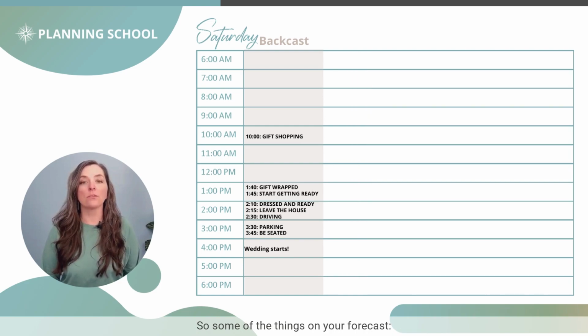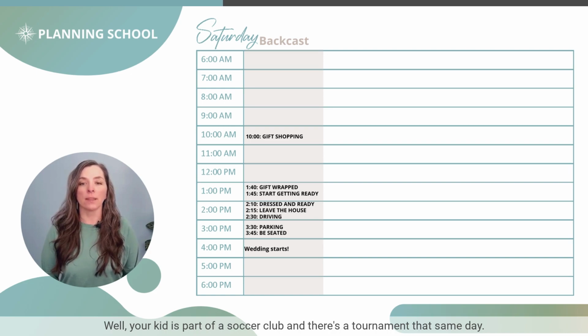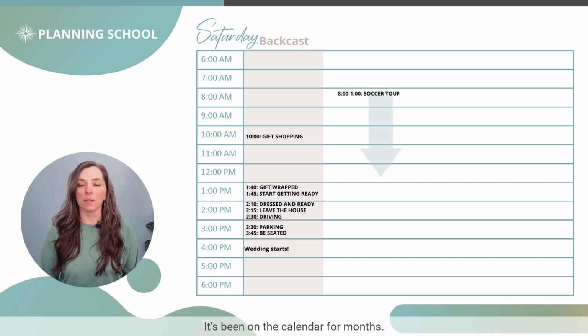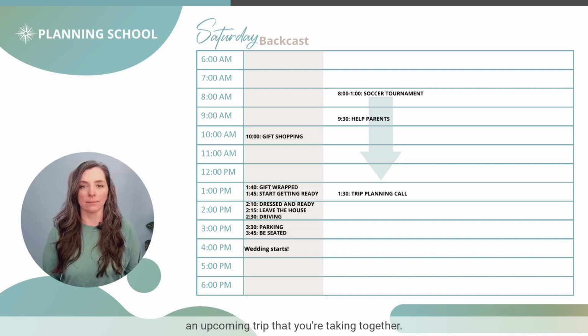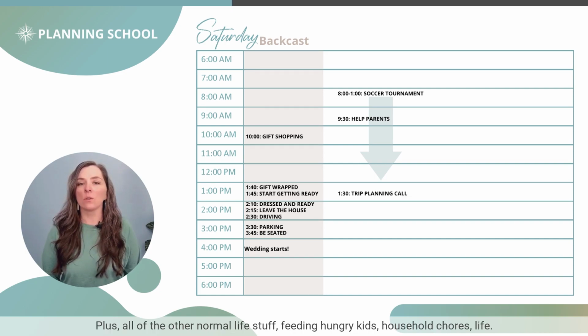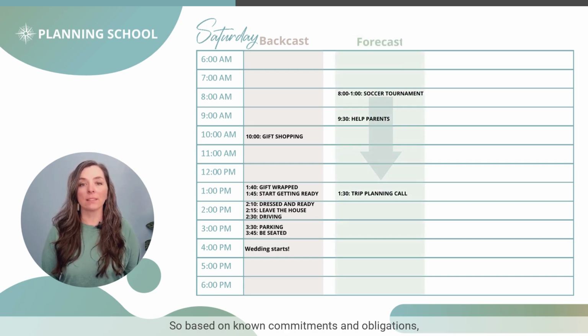So, some of the things on your forecast. Well, your kid is part of a soccer club and there's a tournament that same day. It's been on the calendar for months. You also have a commitment to your parents that morning that can't be moved. And you need to have a call with your friends about an upcoming trip that you're taking together. Plus all of the other normal life stuff. Feeding hungry kids, household chores, life. So based on known commitments and obligations, you create a forecast for your Saturday.